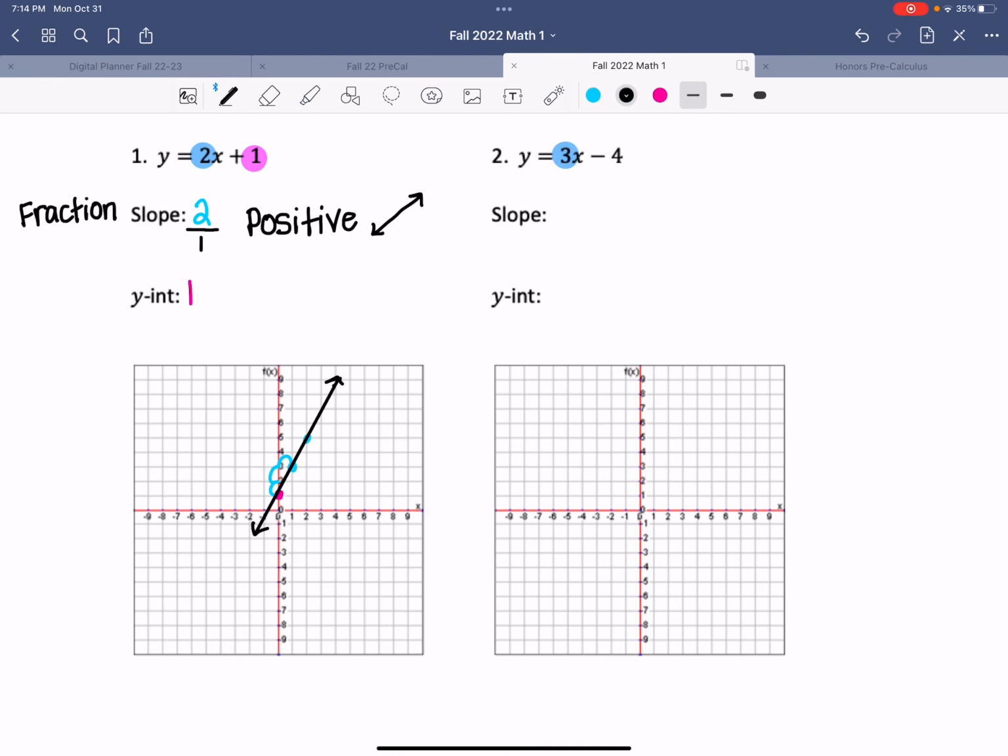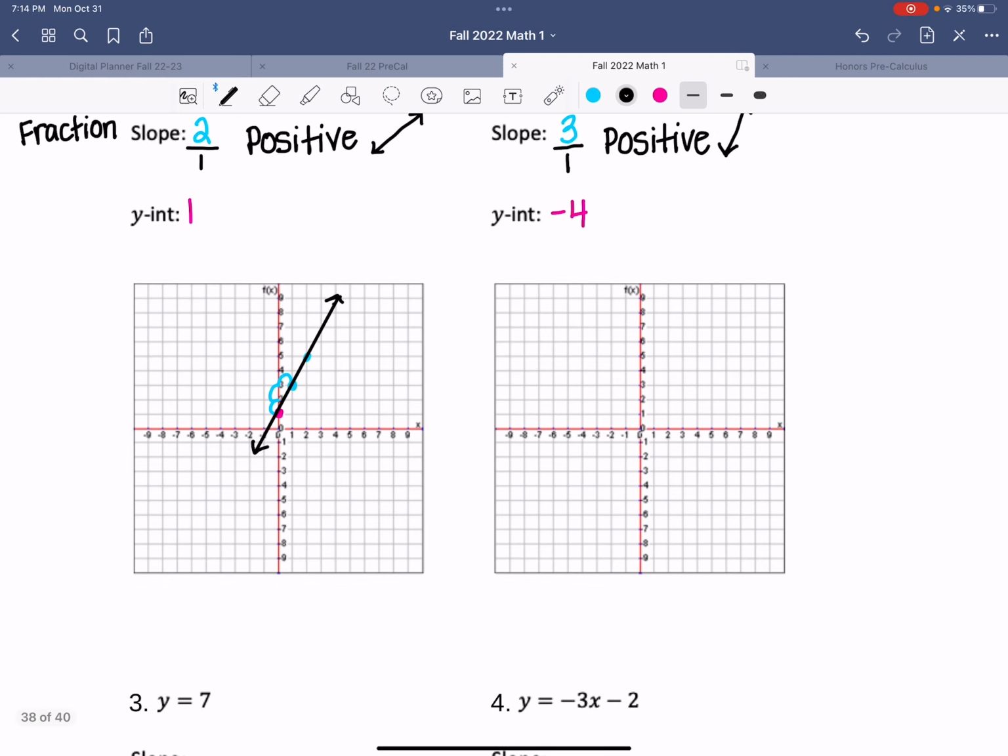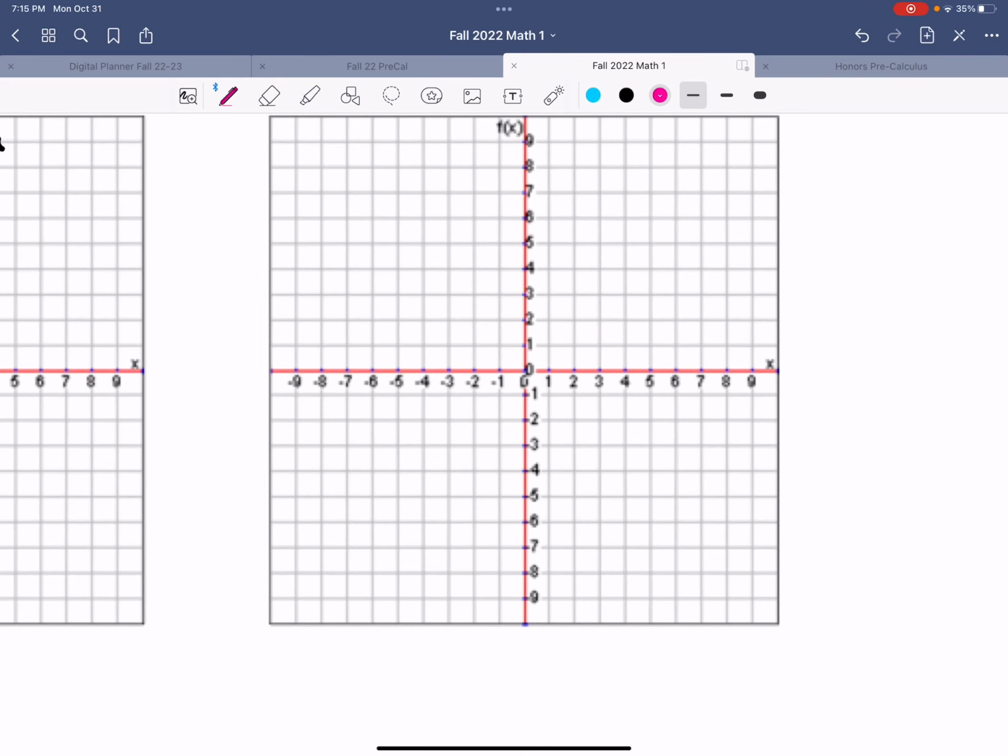All right, for our next one, we're going to look at 3x - 4. My slope is going to be 3, and my y-intercept is going to be -4 because there's a negative in front. So we're going to do 3 and -4. Remember, if it's not a fraction, put it over 1. Again, it's a positive slope. Since it's a positive slope, that means we're going to be going up and to the right. So I'm going to plot at -4.